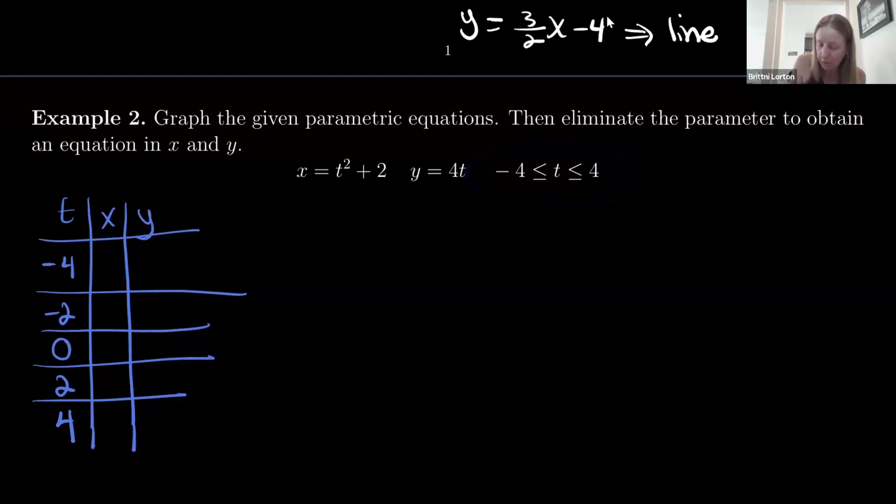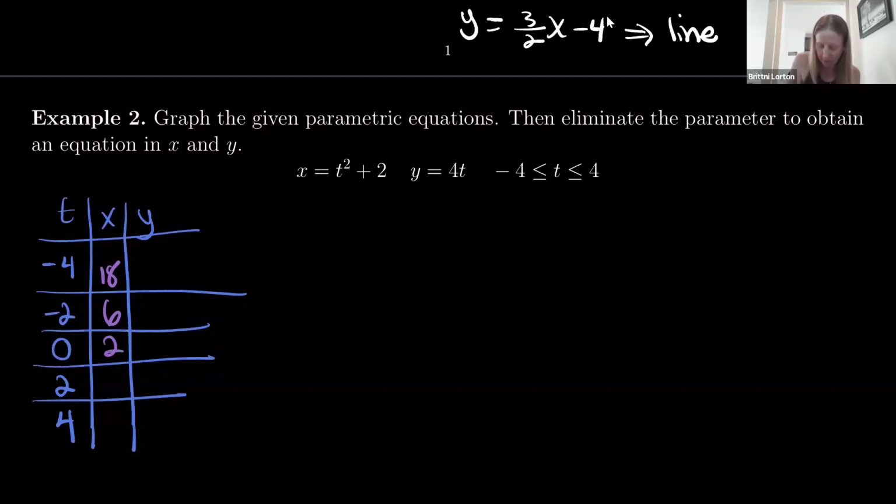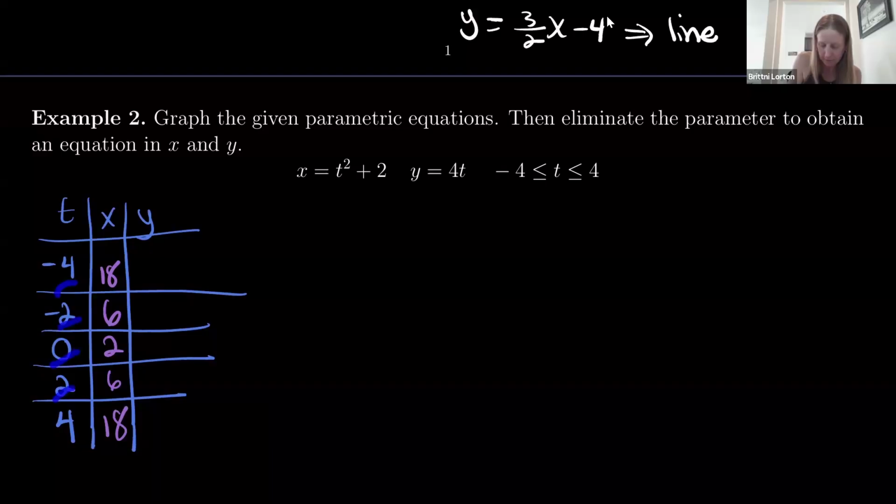And then I'm going to plug each of those into both the x and the y. So x is t squared plus 2. So that would become -4 squared plus 2, which is 18. If t is -2, -2 squared plus 2 is 4 plus 2 is 6. And then I would get 0, and then I would get 6, and then I would get 18. That was me plugging each of those time values into the parametric equation for x.